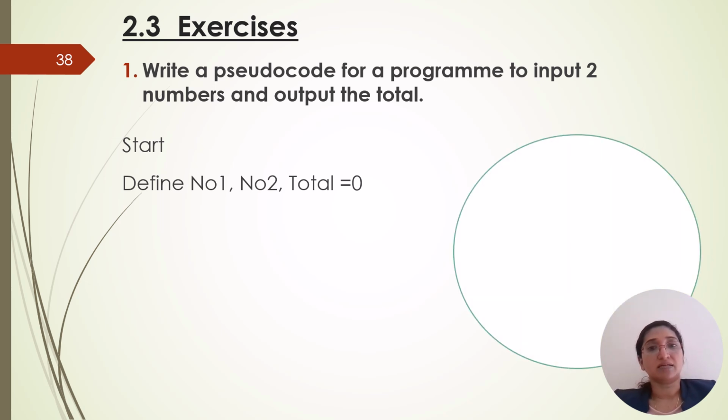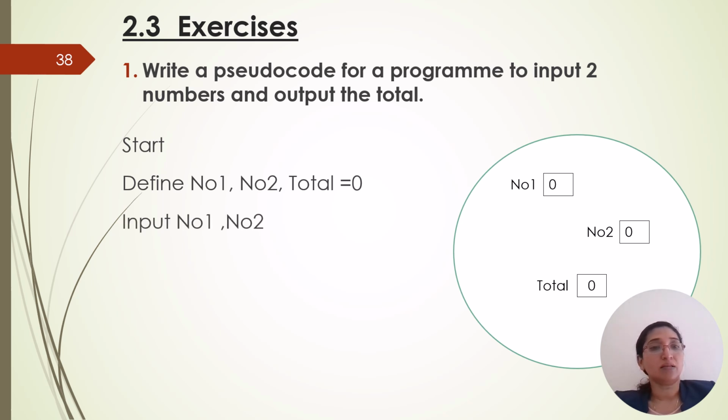So I'll explain this with what happens in your computer's memory. Assume this is your computer's memory. So you begin your program. When you define this, this is what happens in your computer's memory. It allocates three locations with these names and with these values: number 1, 0, number 2, 0, and total 0.